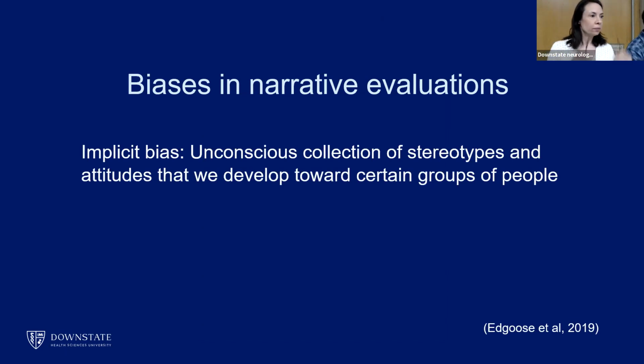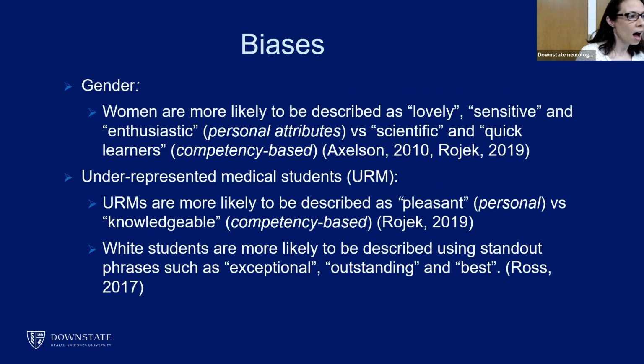So we want to switch gears for a second and talk about a significant issue in narrative evaluations, which is biases that can disadvantage various groups. These biases are usually not explicit, but implicit. An implicit bias is an unconscious collection of stereotypes and attitudes that we might develop towards certain groups of people. In the literature, there have been a lot of studies examining the biases in student evaluations. The most significant biases affect women and underrepresented medical students.